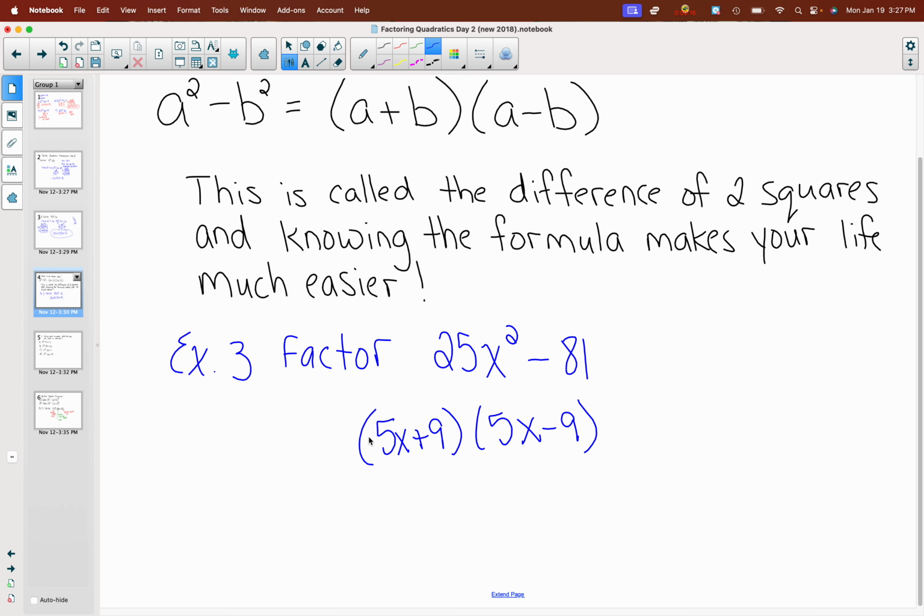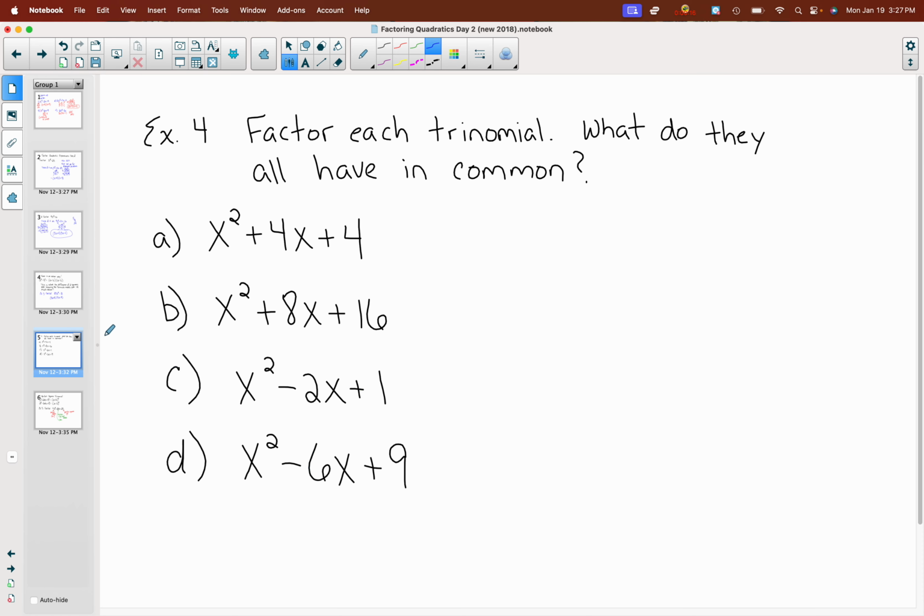You can always double check if you FOIL it or put it in a box. You will find that you get 25x squared minus 81. So always want to check for that. That's the difference of two squares.